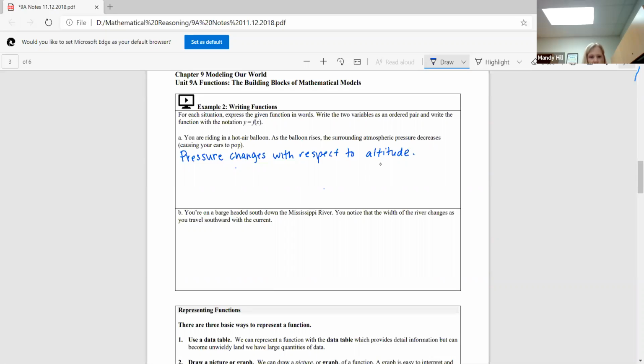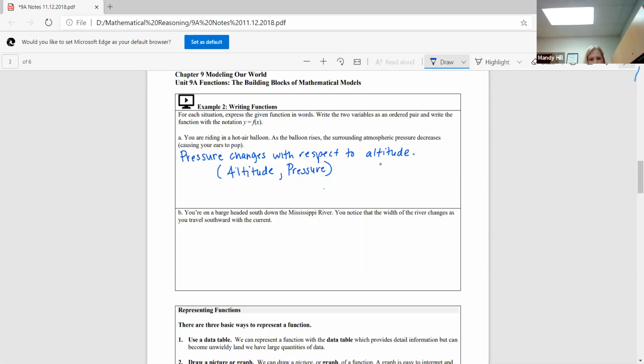So it says, for each of these situations, express the given function in words. Write the two variables as an ordered pair and write the function. So if we're going to write our two variables as an ordered pair, you always write the independent variable first, and pressure is dependent on the altitude. So the ordered pair of the variables would be altitude, pressure.